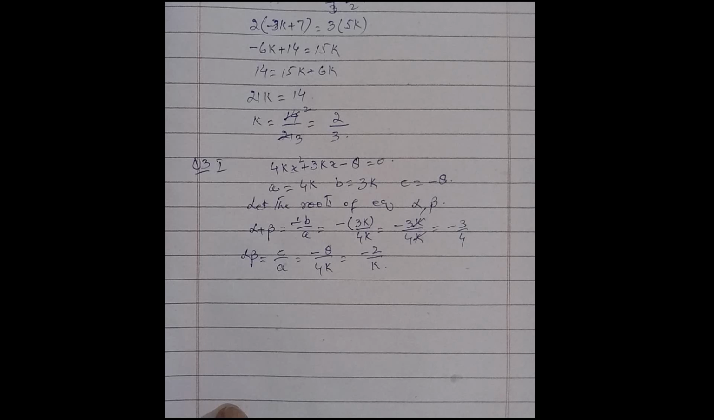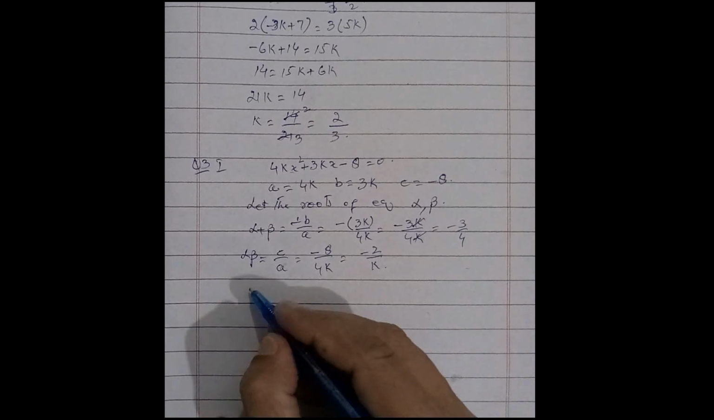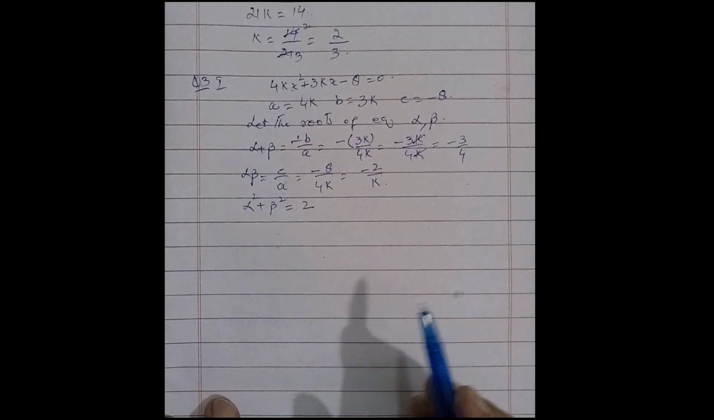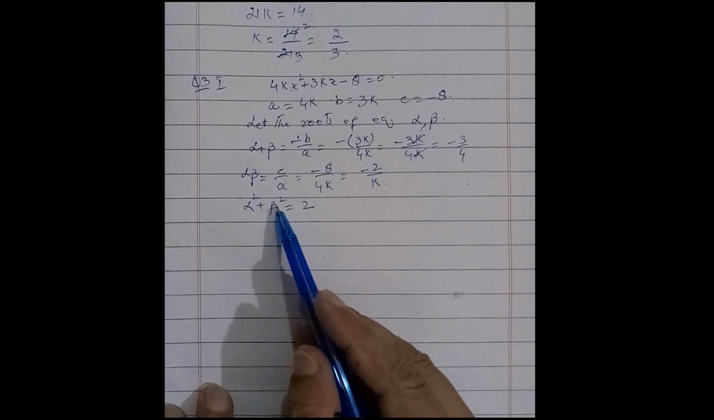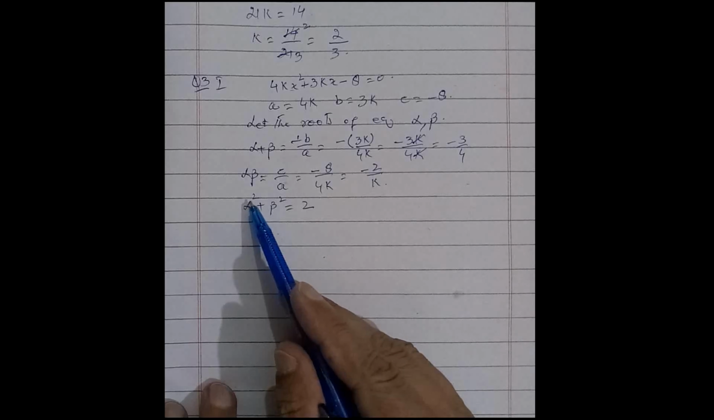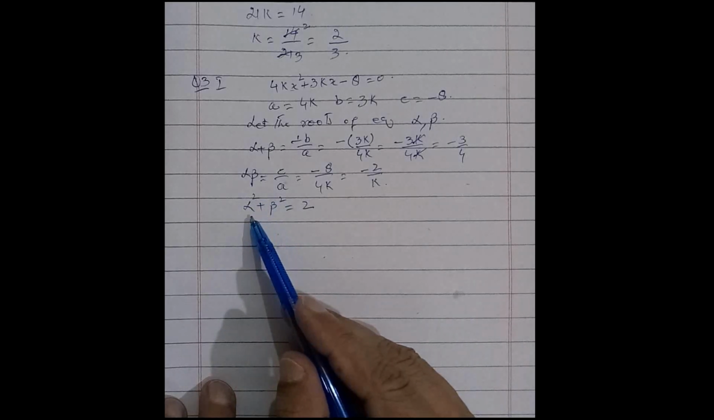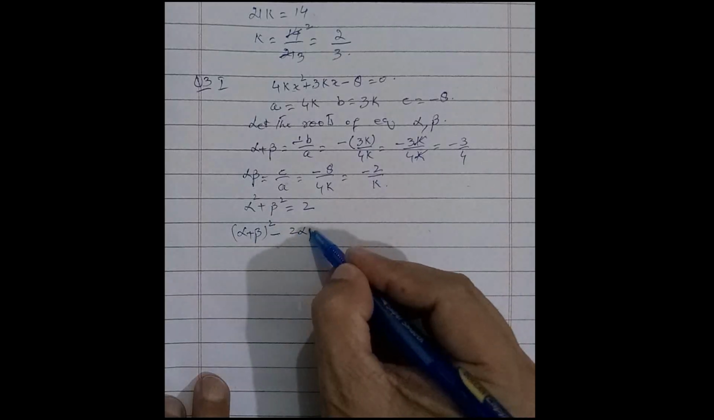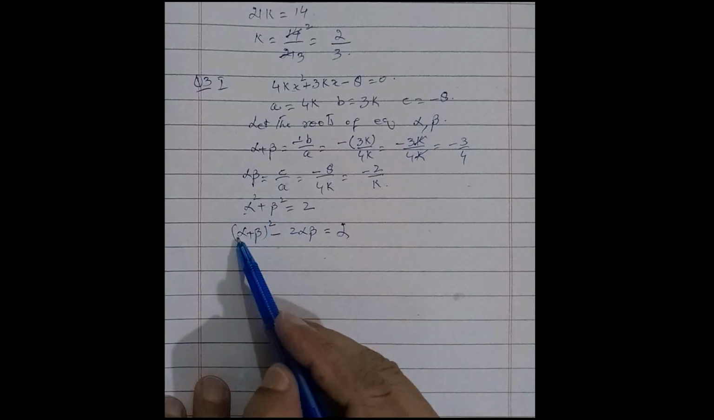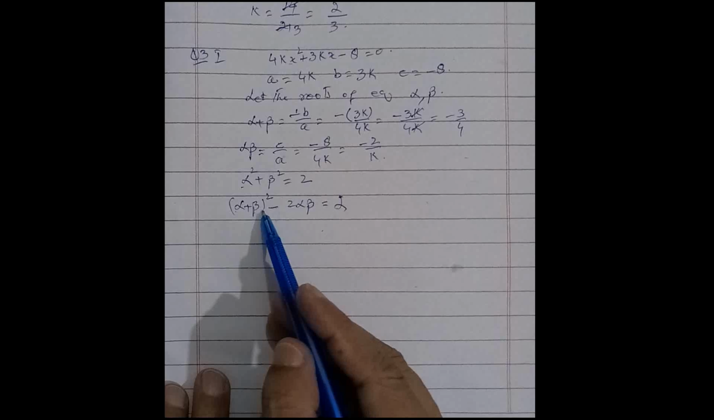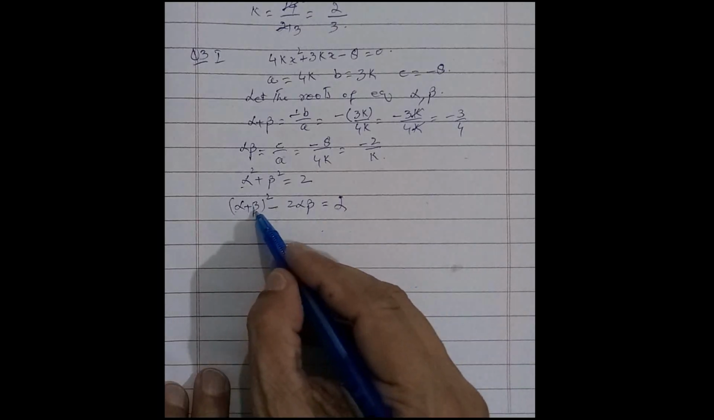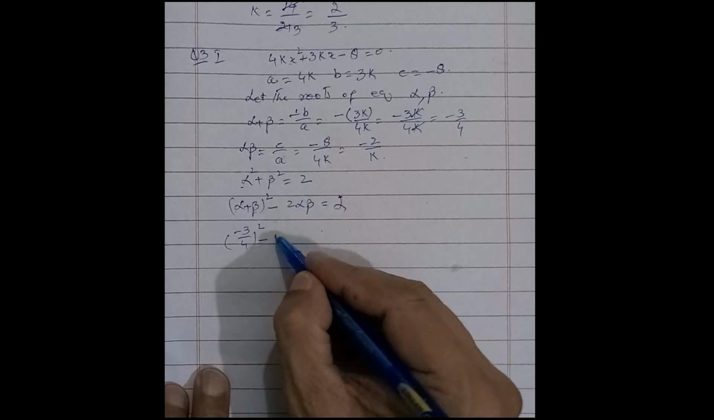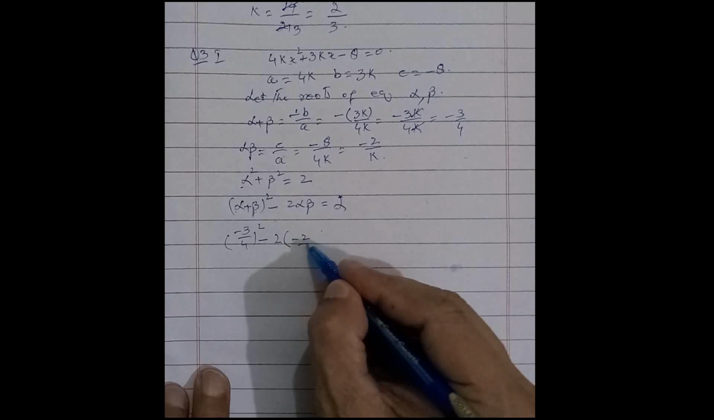The condition is that the sum of squares of the roots of 4kx² + 3kx − 8 is 2. So alpha square plus beta square is equal to 2. We have no direct value of alpha square plus beta square, so we prepare an equation: (alpha plus beta) whole square minus 2 alpha beta is equal to 2. Putting the values, (−3 over 4) whole square minus 2 times (−2 over k) is equal to 2.